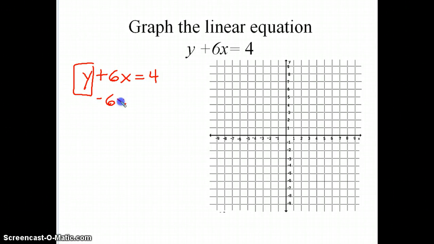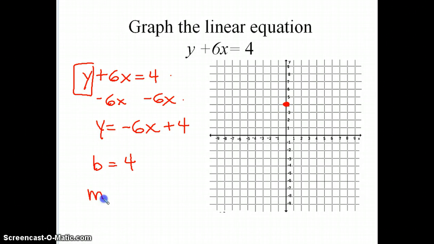So I'll subtract 6x from both sides. On the left-hand side, I'm left with y. On the right-hand side, I have two different terms, so I have to rewrite them individually. Negative 6x plus 4. Now I have it in slope-intercept form. I always like to pick off the y-intercept first, because that's what I will start with when I graph. The y-intercept is 4, so I come over to the y-axis and I put a point at positive 4.